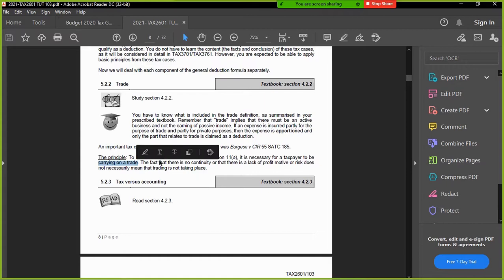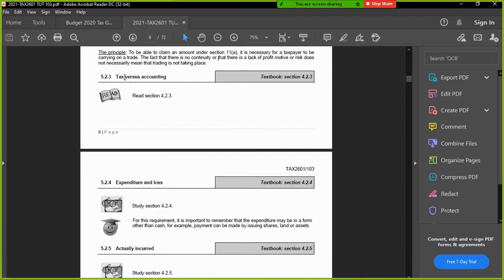See? Very, very important. Right, if they're not carrying on a trade, so no continuity, okay, if they're not operating, okay, if there's no motive to make a profit, then you cannot consider that deductible, okay, and SARS will never allow you to deduct it, right? So if you're going out of business, okay, and you're not carrying on a trade or there's no continuity, they're not going to say that's carrying on a trade. It will be seen as capital.